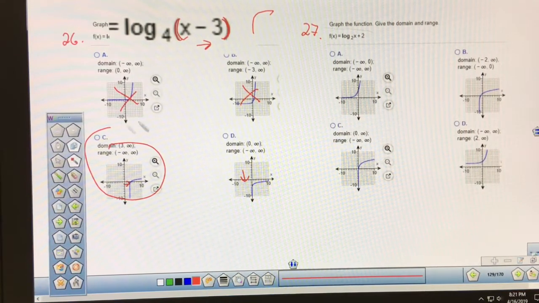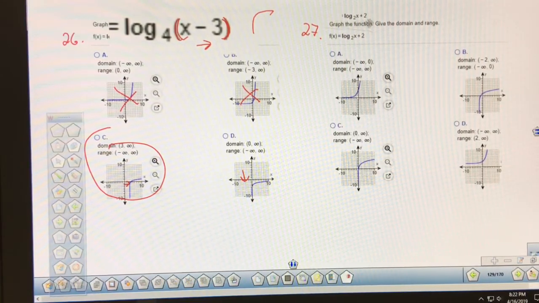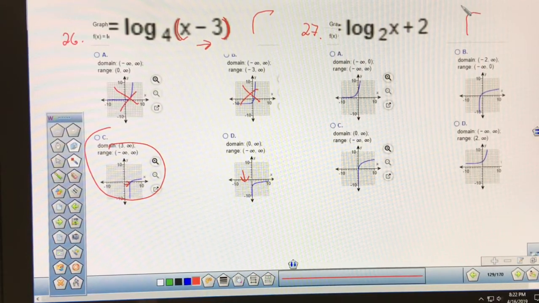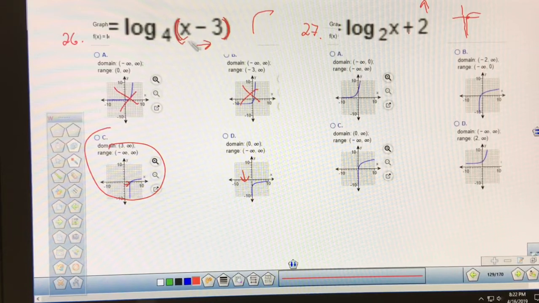Number 27, log base 2 of x plus 2. So let's make that a little bit bigger so we can see it. If we enlarge that, now the normal log graph is going to look like this, and it's going to creep up along the x-axis, and it's going to go through 1, 0. So all this does is it takes that graph, and because it's not nested in parentheses like that one was, it's going to go up 2. Not the opposite. This one is the opposite when it's in the parentheses. When it's outside the parentheses, it's the same. It's going to go up 2.